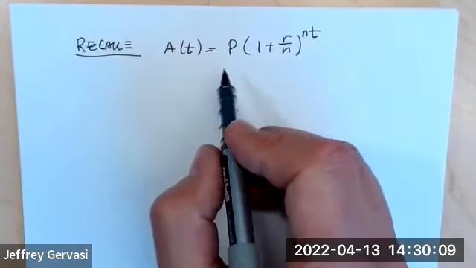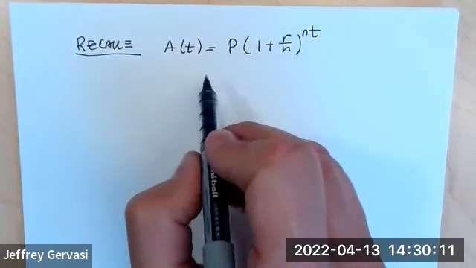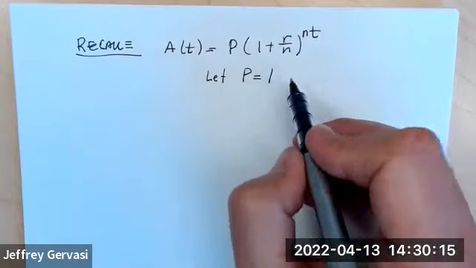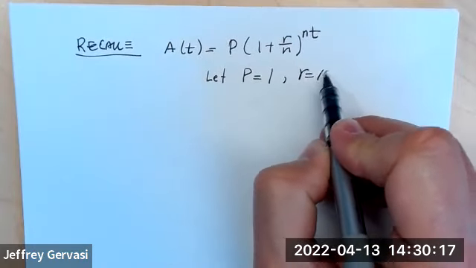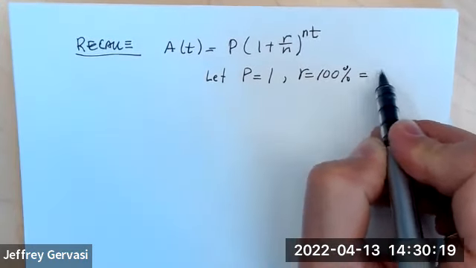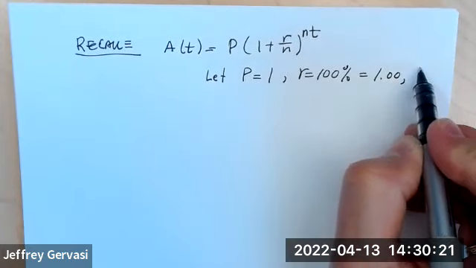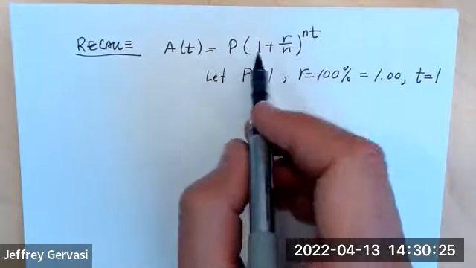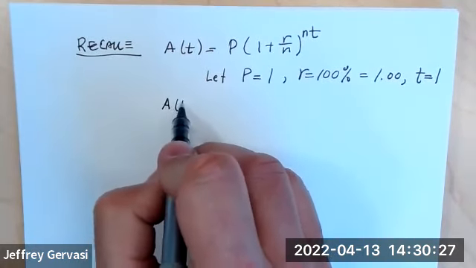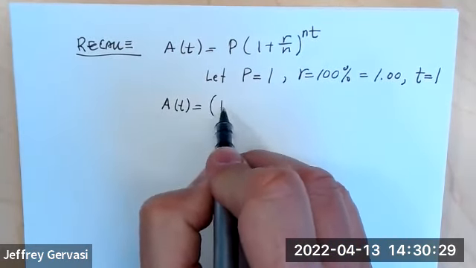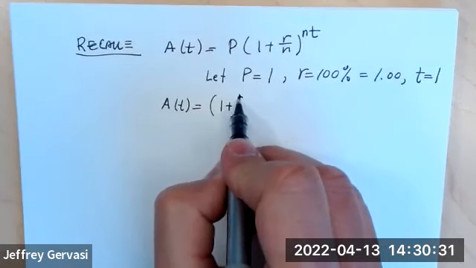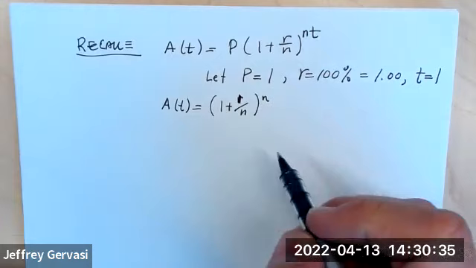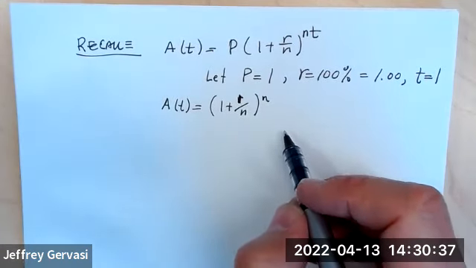And a pretty standard example of this is when we let the principal be $1, the interest rate be 100%, which as a decimal is 1.00, and T equals 1 year. And if you do that, then the formula becomes the following. Oops, it should be a 1. Okay, and usually the exercise goes like this, right?